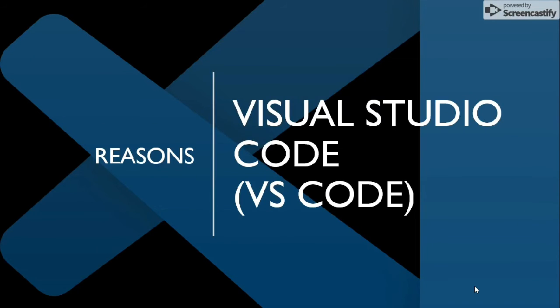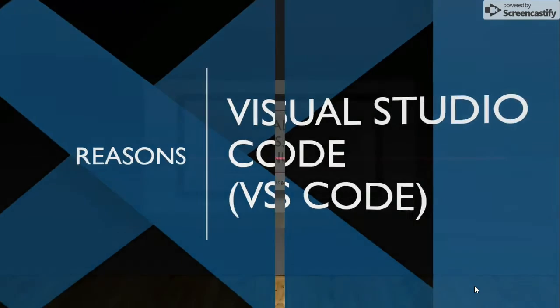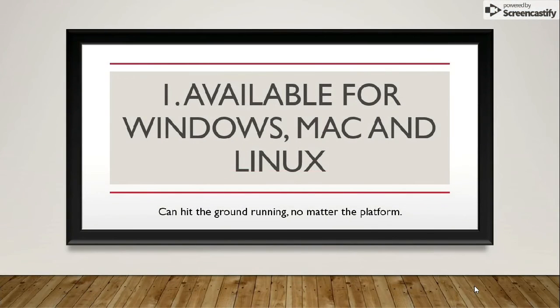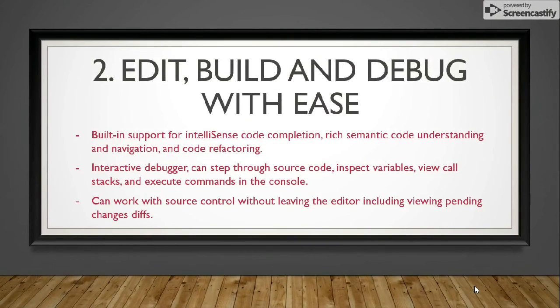The reason why we choose Visual Studio Code is because it is available for Windows, Mac, and Linux, so we can hit the ground running no matter the platform. Second, we can edit, build, and debug with ease. VS Code includes built-in support for intelligent code completion, rich semantic code understanding and navigation, and code refactoring. The interactive debugger allows us to step through source code, inspect variables, view call stacks, and execute commands in the console. We can work with source control without leaving the editor, including viewing and appending change diffs.